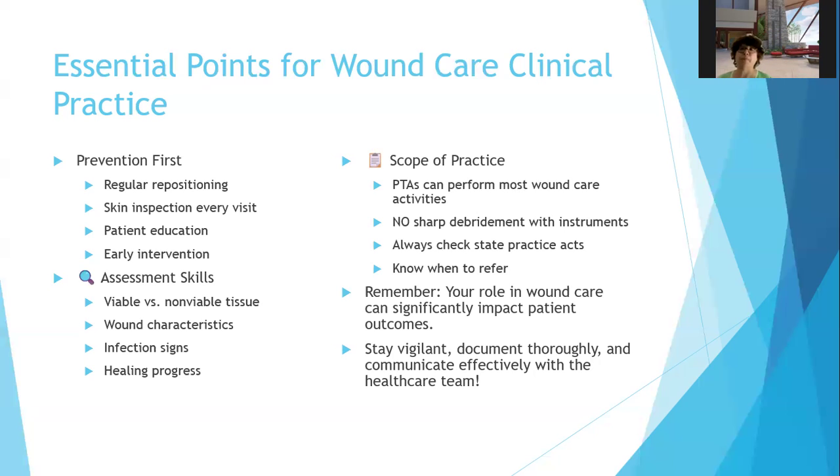PTAs can perform most wound care activities. In the state of Washington and probably in other states, you are not allowed to do sharp debridement with an instrument where you cut away non-viable tissue. In fact, PTs need to get special training and special endorsement in order to do that as well. Always check your state practice acts if you're working in a different state and know when to refer. Your role in wound care can significantly impact patient outcomes if you stay vigilant, document thoroughly, and communicate effectively with the healthcare team. So you can be a big cog in the machine of wound care.